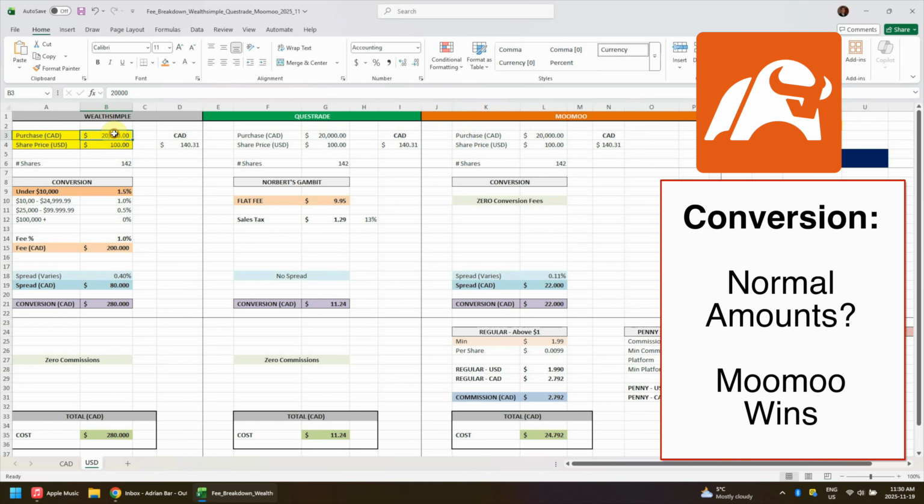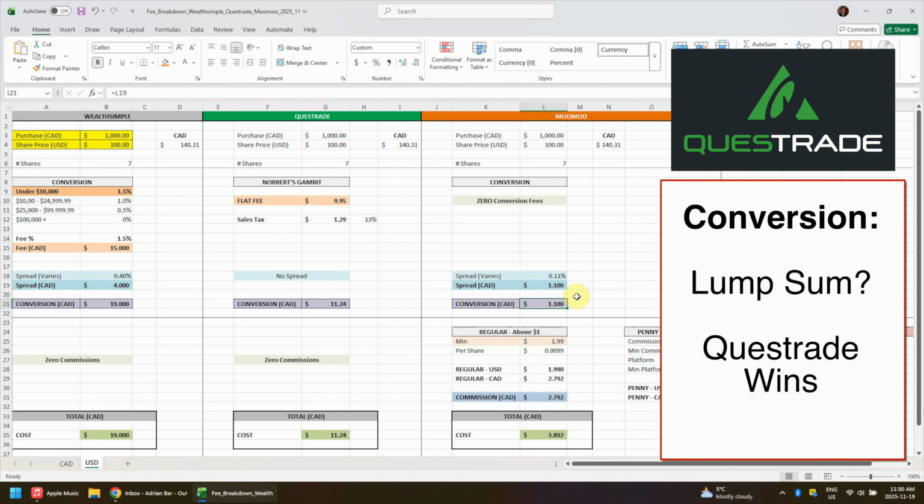Bottom line, for everyday Canadians investing, say, $1,000, Moomoo is the cheapest for US stocks. But if you have a lump sum, say an inheritance of $20,000, then Questrade is the cheapest, especially once you throw commission fees into the mix.